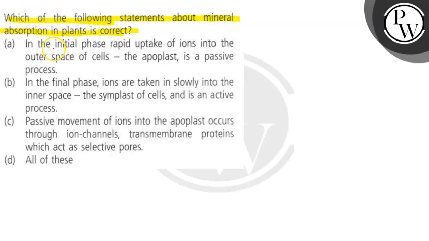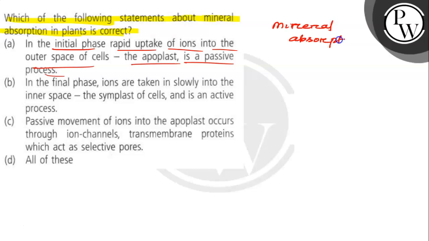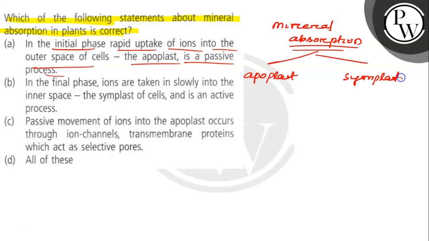The first one says that in the initial phase, rapid uptake of ions into the outer space of the cell, that is apoplast, and it is a passive process. So first of all, mineral absorption takes place by two processes. One is apoplastic movement, and another one is symplastic movement.